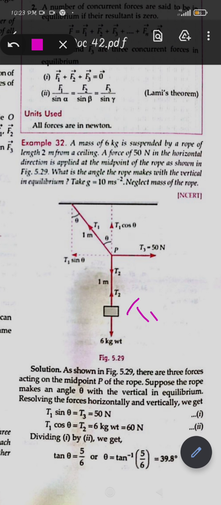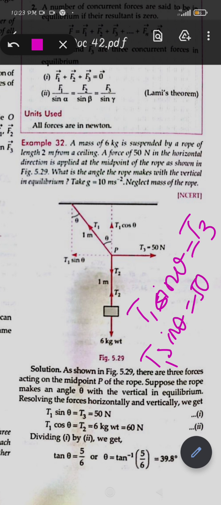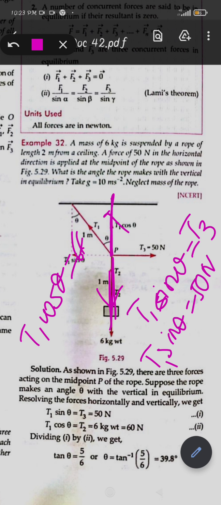So we can write that T1 sin theta is equal to T3, and we know that T3 is equal to 50 Newton. So T1 sin theta is equal to 50 Newton. Okay. Similarly, T1 cos theta is equal to the weight acting in the downward direction. Both are balancing each other, so we can write T1 cos theta equal to 6 kg.